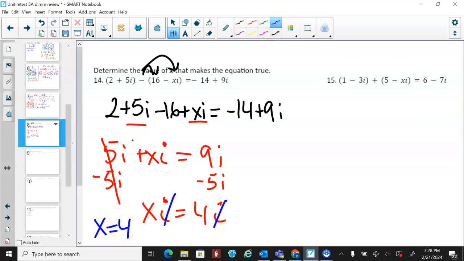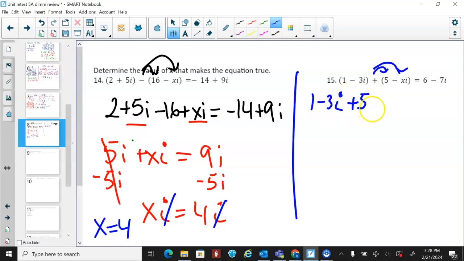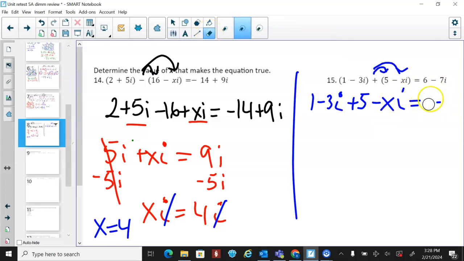All right. Now the second question right here, I do not need to distribute anything. I'm distributing the 1 in theory, but again, positive does not change anything. So I'm simply going to drop the parentheses. So 1 minus 3i plus 5i plus 5, now minus xi equals 6. Sorry about that, guys. Equals 6 minus 7i.